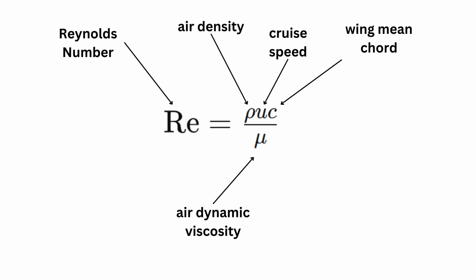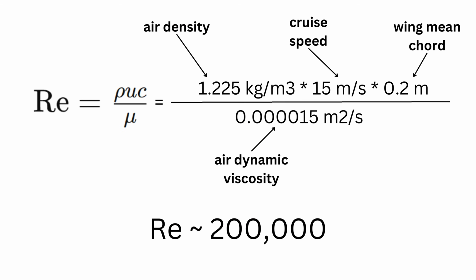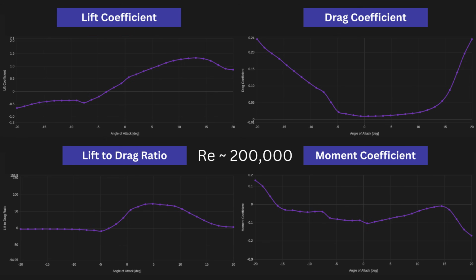Recall the Reynolds number equation. You can obtain the air density and dynamic viscosity from a Google search, based on the expected atmospheric temperature. Plugging in these values, along with the aircraft's cruise speed and wing chord, we obtain that the Reynolds number will be around 200,000. Here are the aerodynamic coefficient graphs for the average Reynolds. Now we can extract a few key metrics from these graphs.